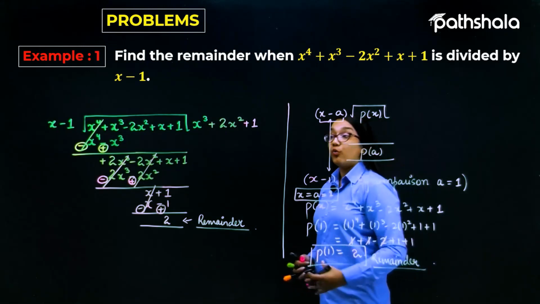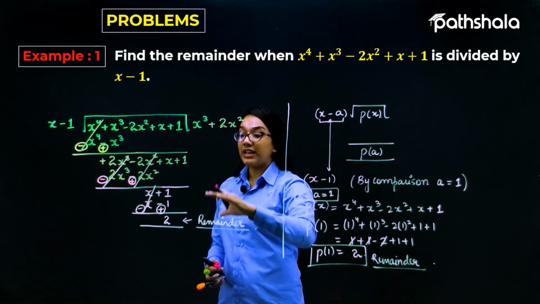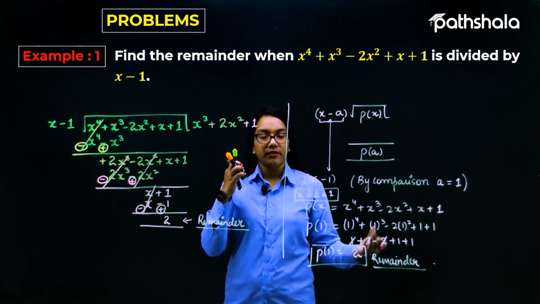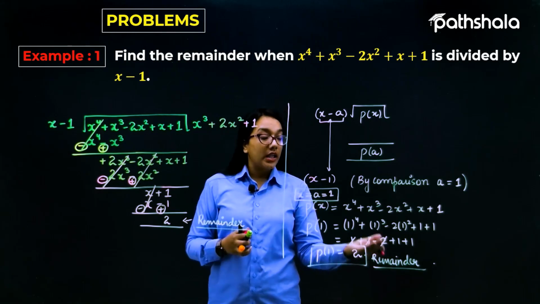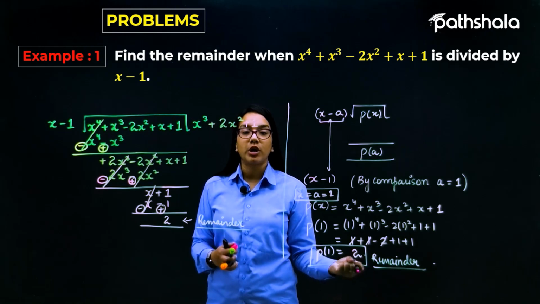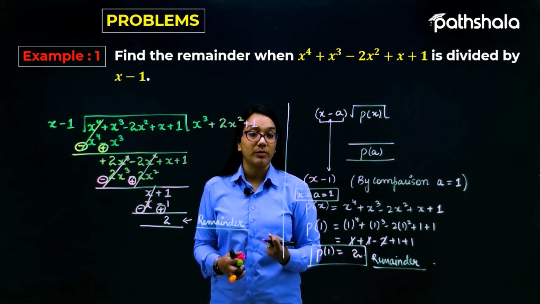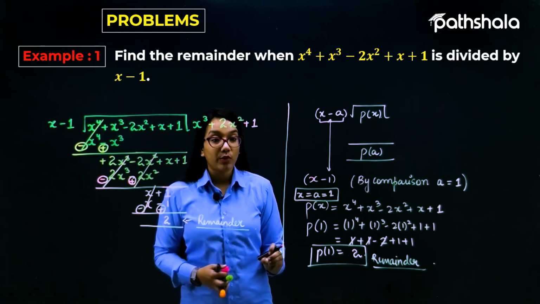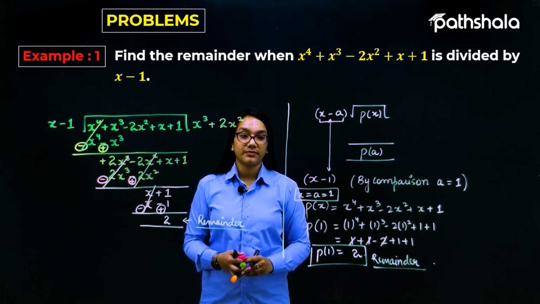It means that without the actual division of the two polynomials, we can find the remainder using the remainder theorem. The remainder theorem is all about finding the remainder of two polynomials without their actual division. So this is all about the use of the remainder theorem in such types of questions.